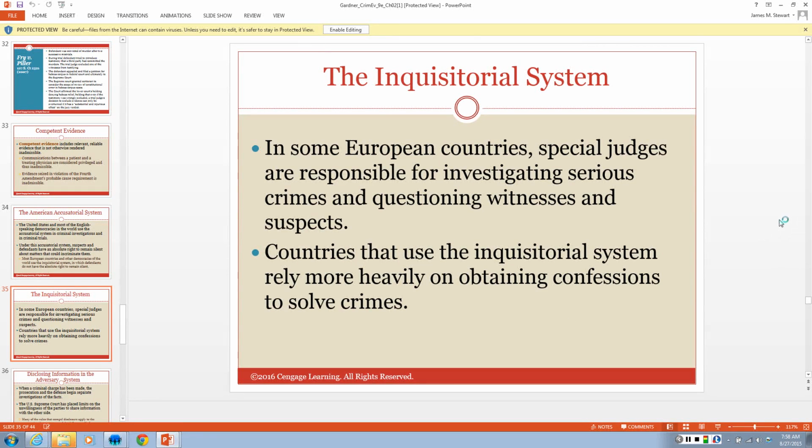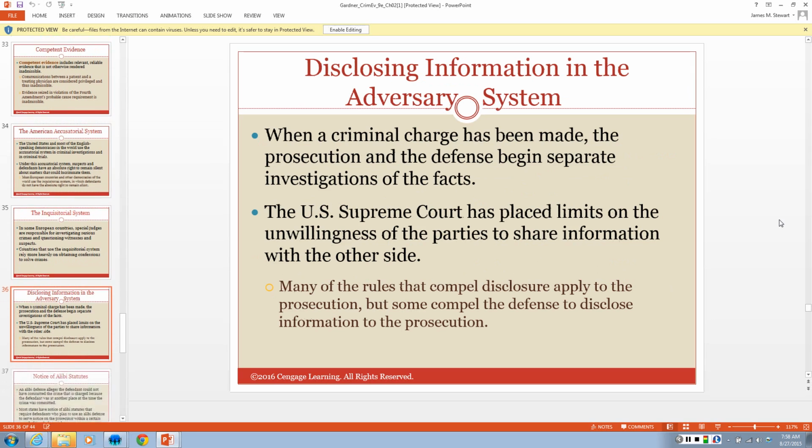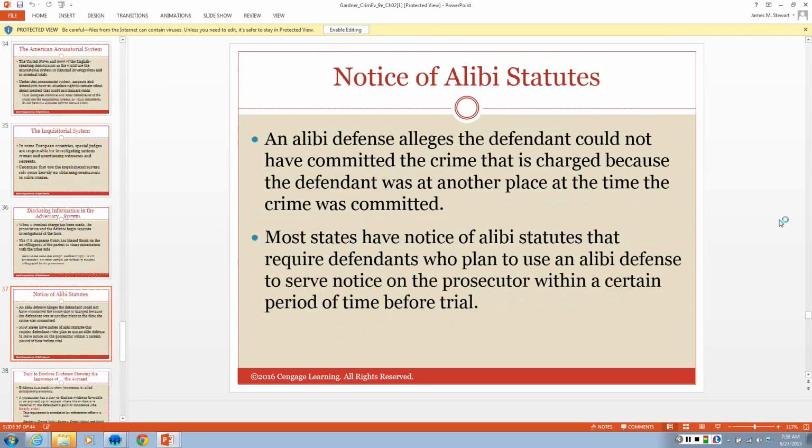Now, I'm talking about the execution being more done in medieval times. Since the Renaissance, it's been more incarceration than execution, but still they sometimes coerce confessions, and even then they may make it sufficiently uncomfortable that the person just confesses, and that's the only piece of evidence they have. So also read about disclosing information in the adversarial system.